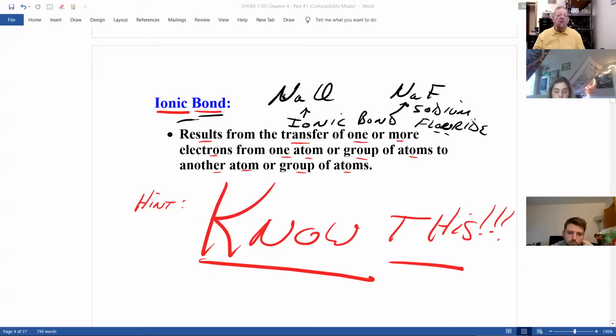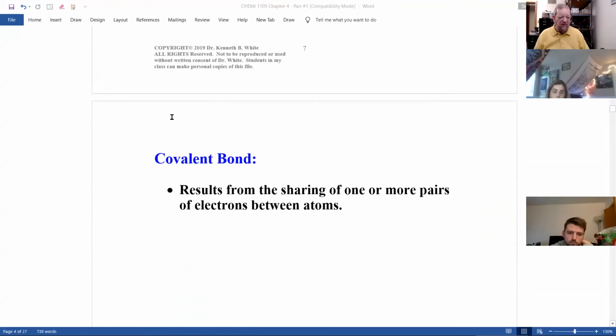So one type of chemical bond is the ionic bond. That results from the transfer. It is the transfer of one or more electrons from one atom or group of atoms to another atom or group of atoms. Now, there are two types of bonds, chemical bonds. The first one is ionic bond. The second one is covalent bond.